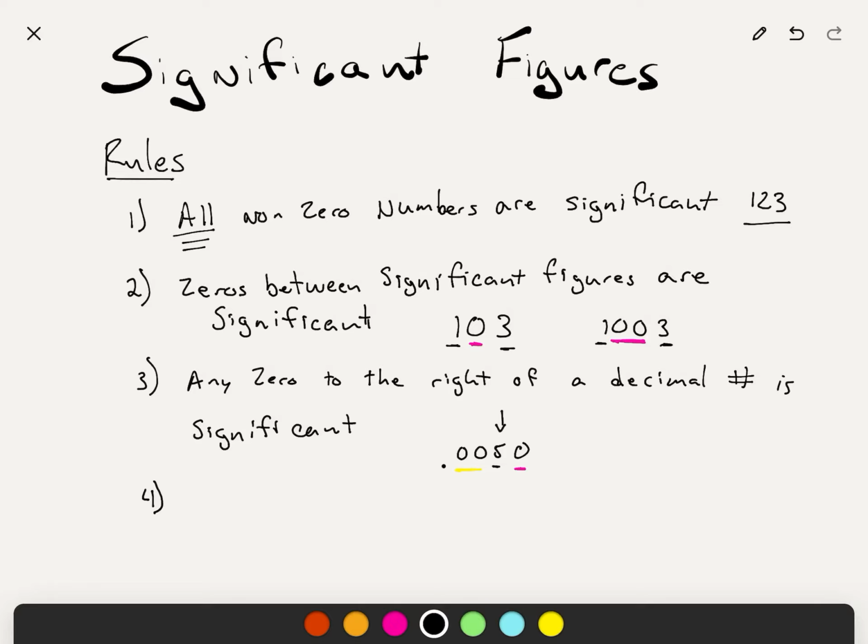So that's rule 4. Rule 4 is that space holding zeros, that's what we'll call them, are not significant.